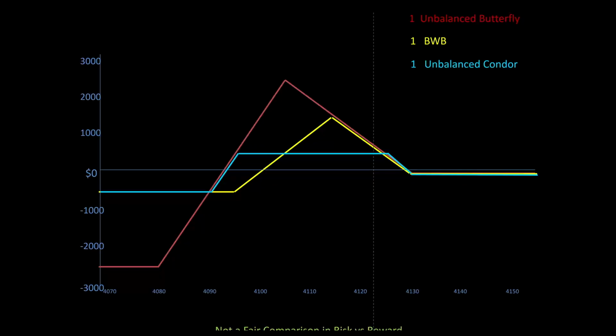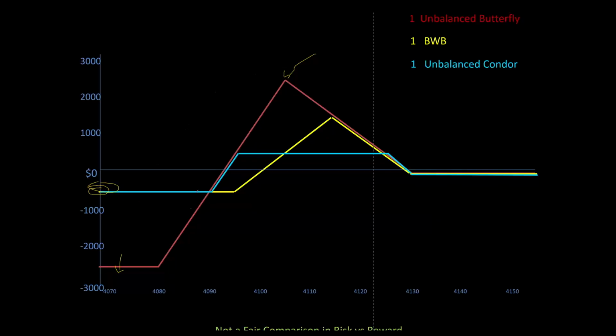But when you slow down a little bit to compare them, what do you notice? Well, I like this red line way up here at around 2,500, but it's also got 2,500 of risk down here. Whereas the BWB and the Unbalanced Condor both have about $500 of risk. Is anybody confused yet from what I just said?